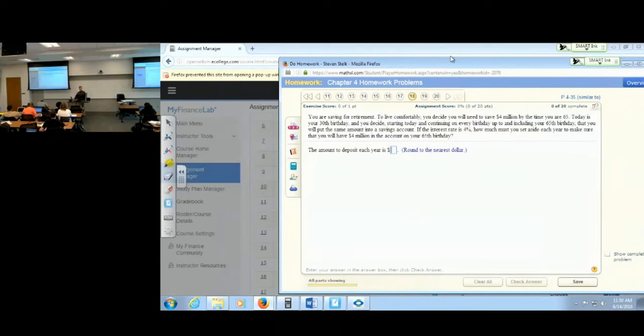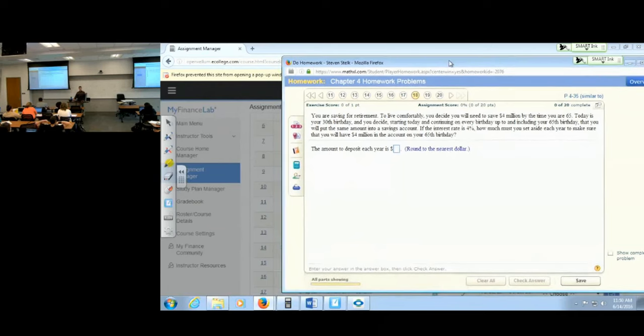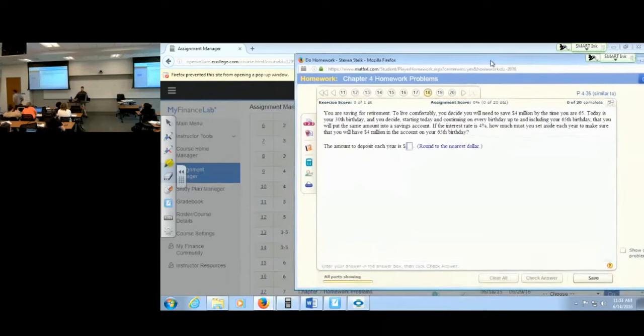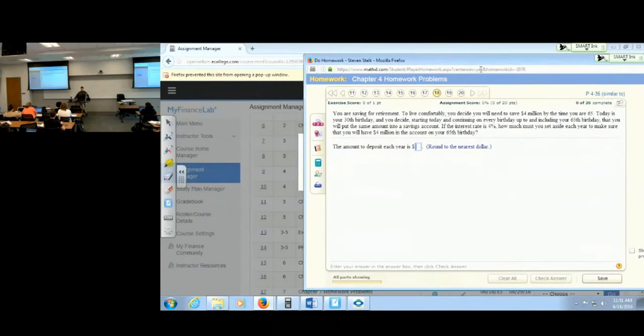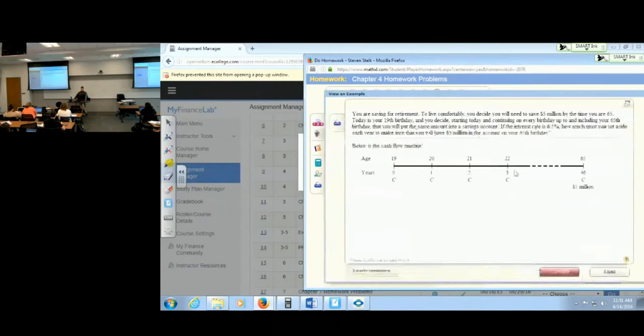Do you guys check in the discussion board? On my finance lab. Yeah, that's definitely worth checking out. There's at least one person in the online class that's asking questions. Okay, let's look at the example problem first. Let me talk about what they're doing, and let's talk about a different way to work this problem.